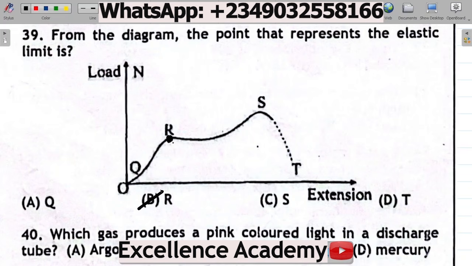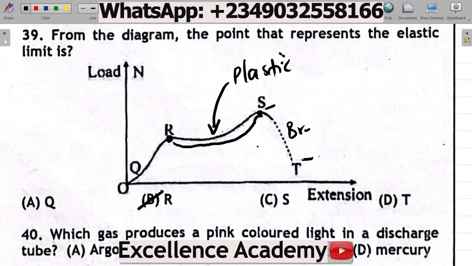All right, so this is the elastic limit. Then from here to here is your plastic region, where it becomes plastic. That's where it has lost its elasticity. Then from S to T is the breaking point. This is where it breaks. So if they ask for the elastic limit, it's at this point here, which is R, and that is option B, R.